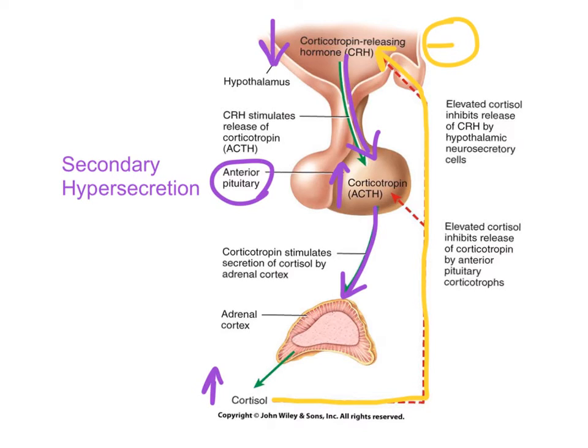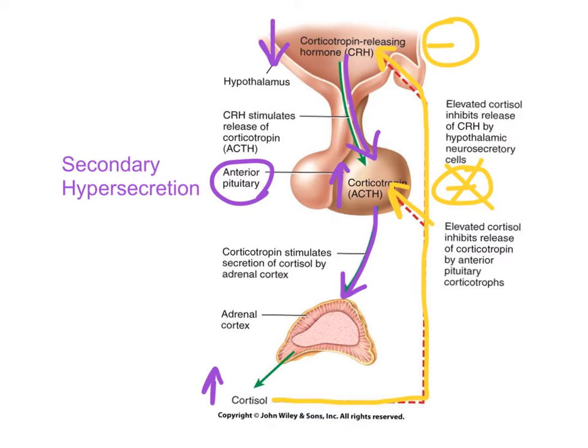because this is the site of the problem, so it is going to continue to overproduce ACTH. Negative feedback is also not going to be effective here. This negative feedback will no longer be effective because the site of the problem is the anterior pituitary.